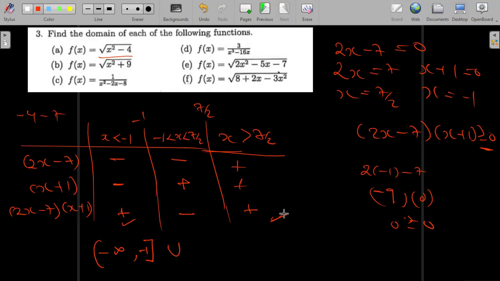The other interval is here. I can test 7 over 2, which we already tested, and 7 over 2 will be part of it, going all the way up to positive infinity. So this here is going to be your domain of this function. That's how you find the domain using critical points when you're dealing with an inequality sign. All right, thank you very much. See you in the next video.